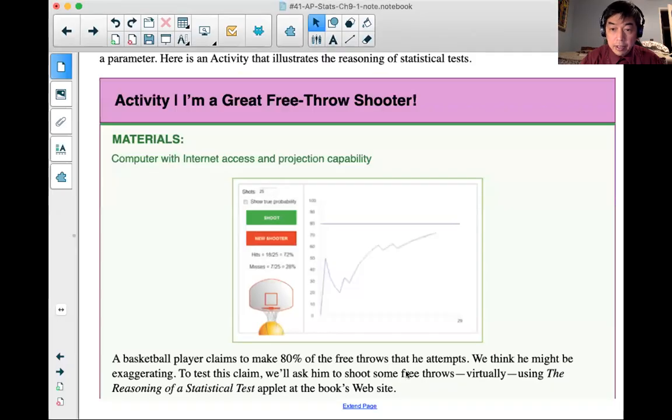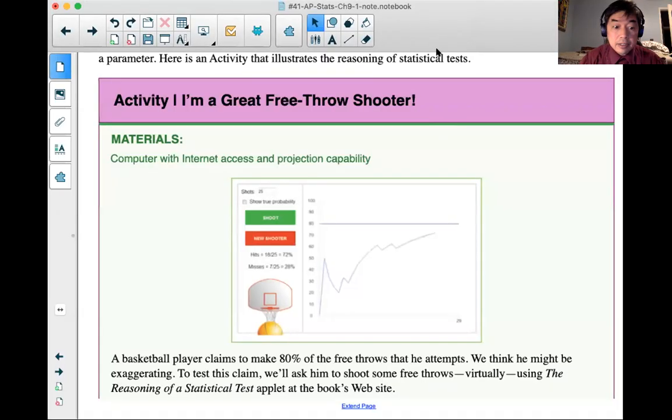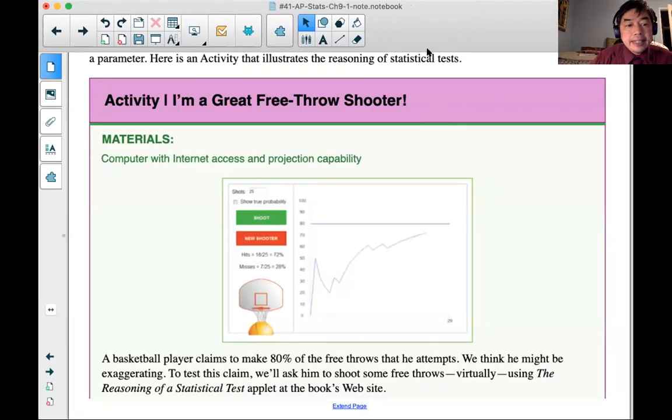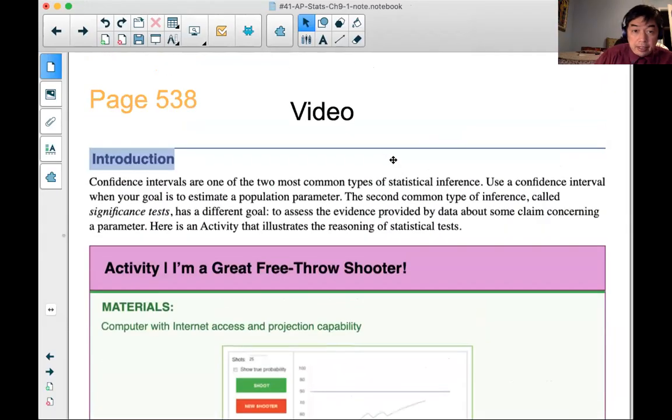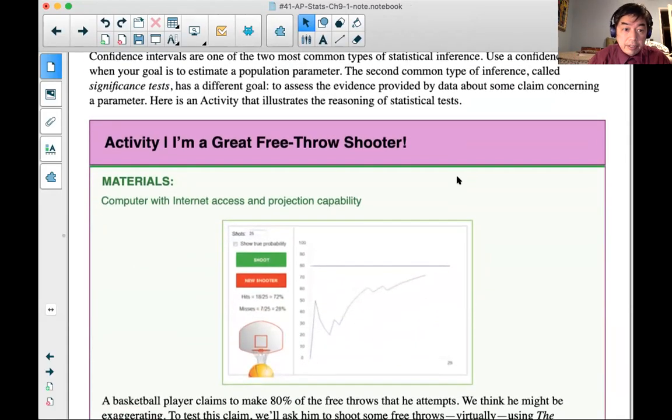All right, this is AP Stats, and let me share the whole screen. This is assignment 41, chapter 9-1, and I was going to make a video about this activity. It's about the confidence interval, and also, actually, it's not confidence interval. This is a hypothesis test and significance test.